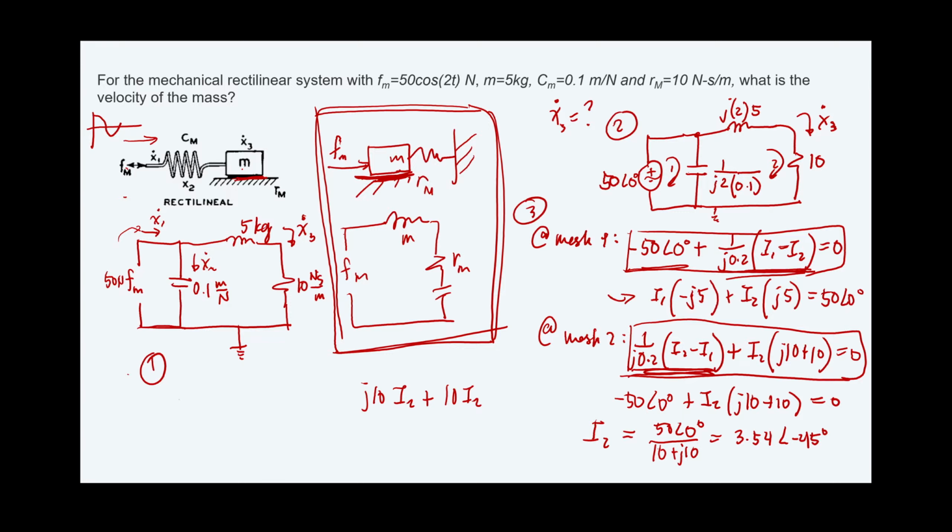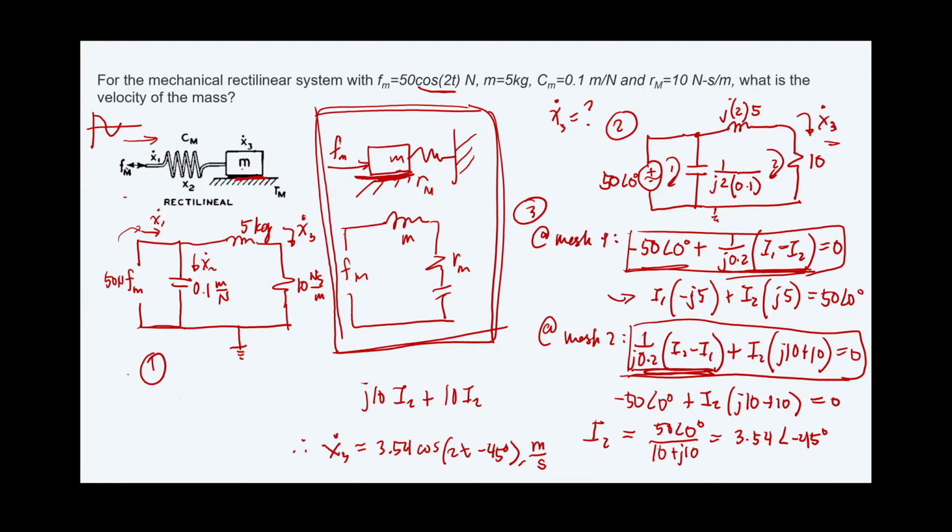Okay, so now since that is I2, therefore x3 dot is equal to 3.54. Now we follow the same trigonometric form, cosine 2t, the same angular frequency, minus 45 degrees. And then what is the unit of x3? So you remember the x3, that's velocity. So that's very simple, meter per second.